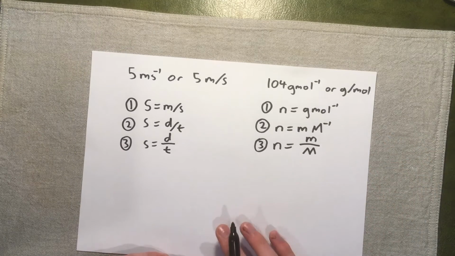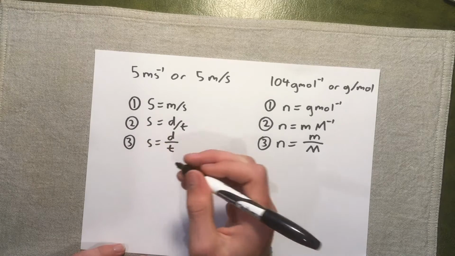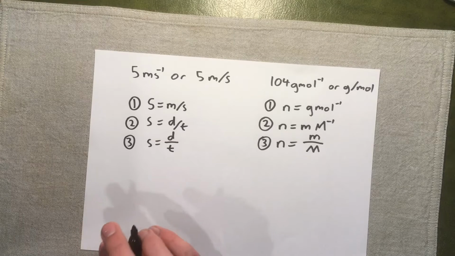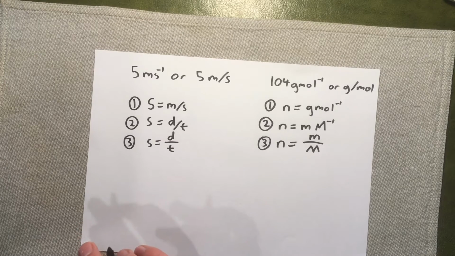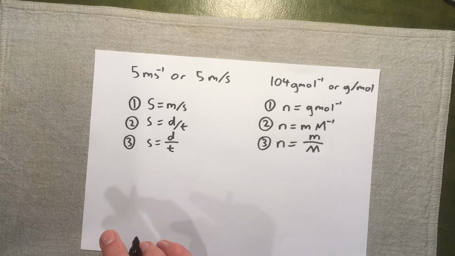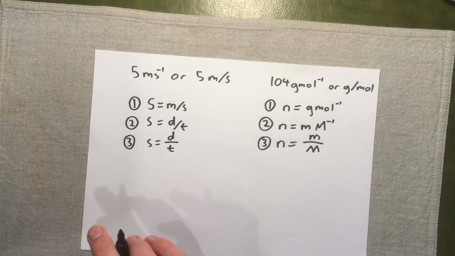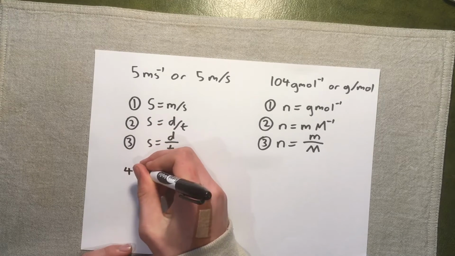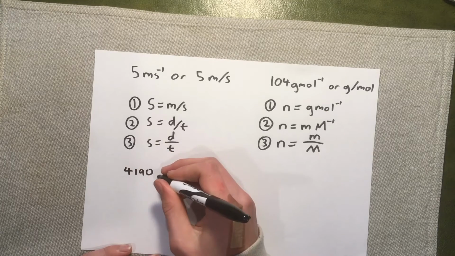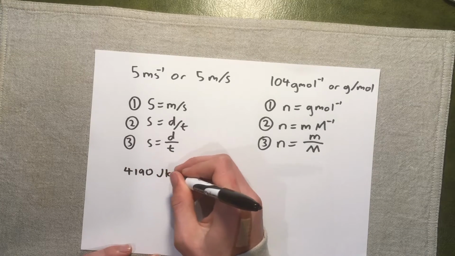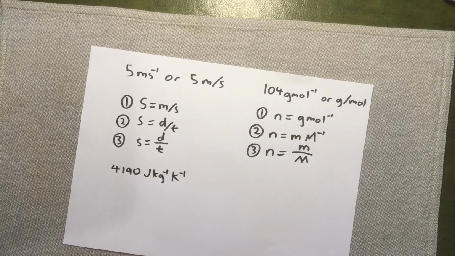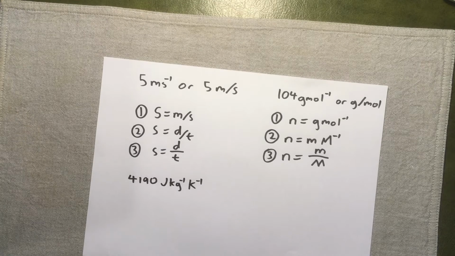I'm going to do a more complicated example now. A common thing in physics or in thermodynamics is specific heat capacity. You'll notice in your physics data book or in the question itself, you'll often be given a unit for specific heat capacity. So it might say that water's specific heat capacity is 4,190 joules per kilogram Kelvin. This is quite intimidating to look at, but it is a perfect example of how we can use our units. Let's start.